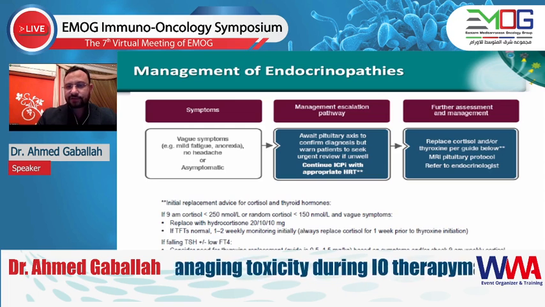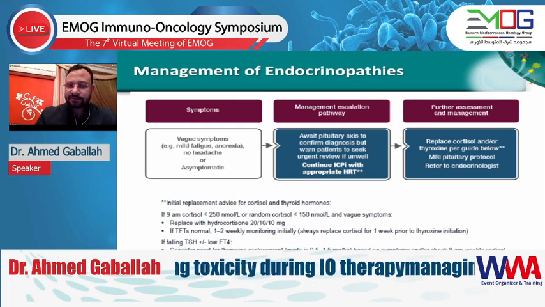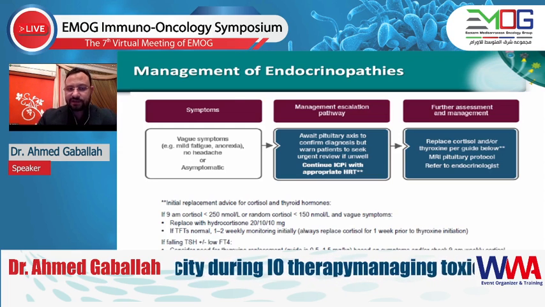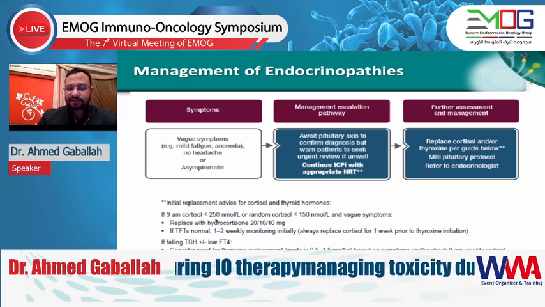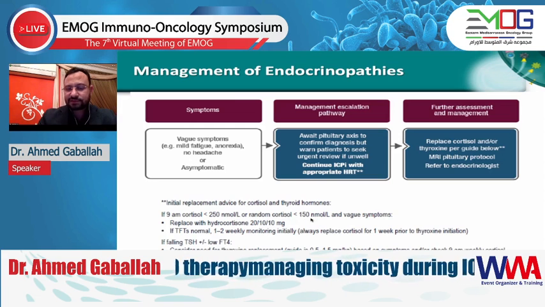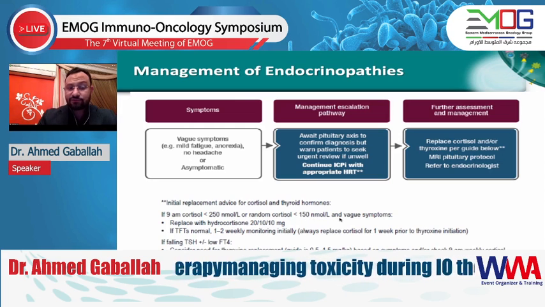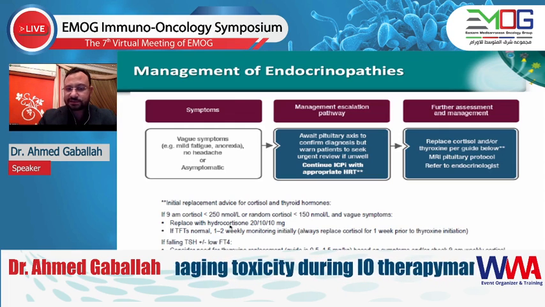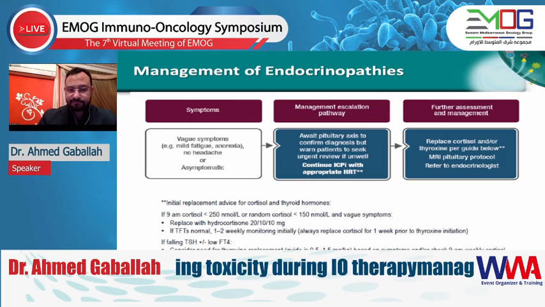And if we have a hypopituitarism, which means that the TSH is low and the T4 is normal or low, we should check the serum cortisol level. If we have a 9 a.m. cortisol level of less than 250 nanomole per liter, or random cortisol level of less than 150 nanomole per liter, and we have vague symptoms, you should consider immediate replacement of oral hydrocortisone with a dose of 10 milligram daily.